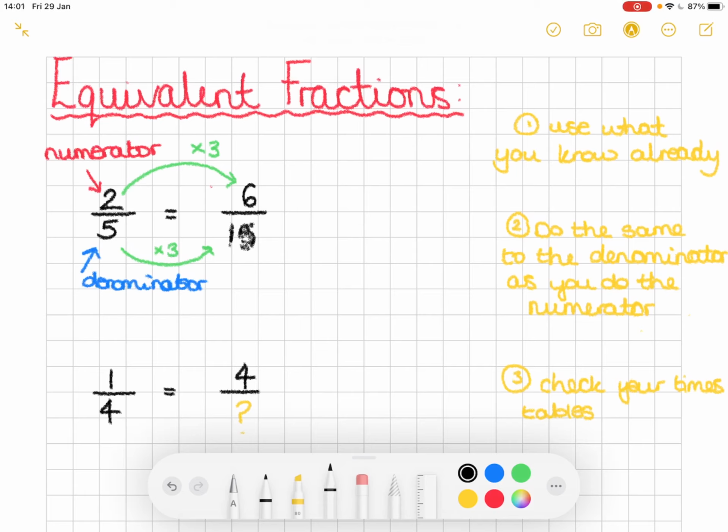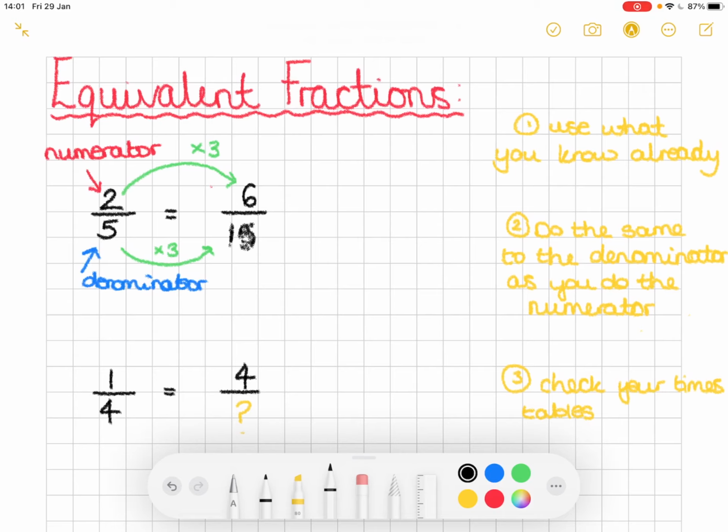Again, follow the steps, have your times table mat to support you. Or if you know your times tables off by heart, then that's brilliant. And it is as simple as that. It's a really simple process. Fractions can be quite intimidating. They can be quite scary. We don't see them a lot up until this point. But again, once you get the hang of it, it's really, really simple.